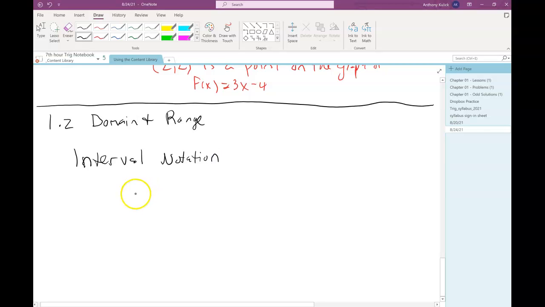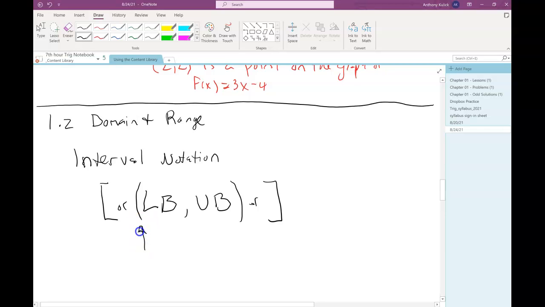Interval notation is formatted as follows. It's a lower bound, then a comma, then an upper bound. I'll describe what I mean by lower bound and upper bound in just a moment. Around the lower bound, you'll have either a parenthesis or a bracket, and the same at the upper bound.